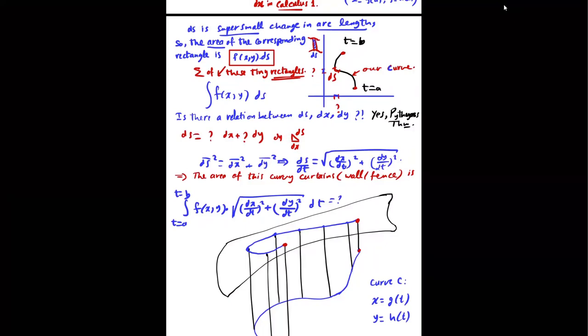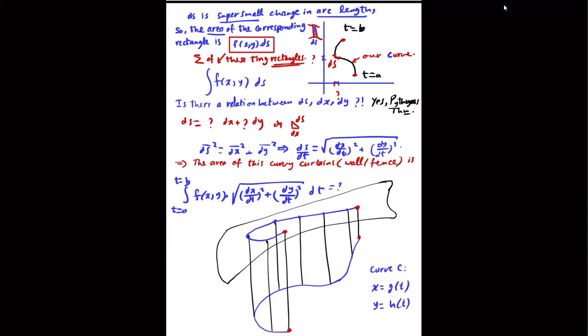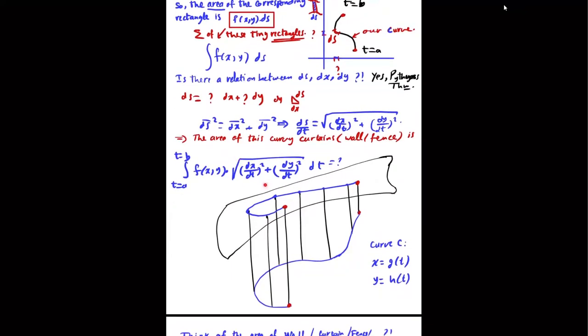Therefore, ds by dt equals the square root of (dx over dt, the rate of change of x with respect to t) squared plus (the rate of change of y with respect to t) squared. It's like the components of velocity, if you remember. So this is the ds thing.